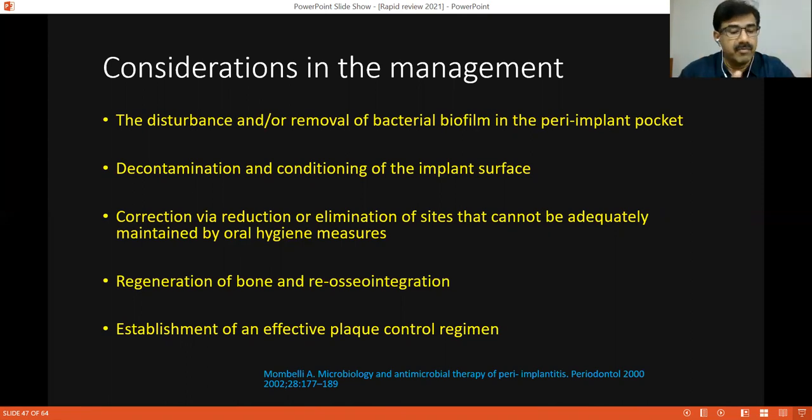The third one is if you have sites which have some deficiencies or peculiarity, such as attached gingiva not being there, you may have to augment the attached gingiva. Now, if in certain sites the bone defect is such that you cannot regenerate, that is not conducive for maintenance, then you will have to resect that area. So similar to a routine periodontal surgery, you do a regenerative or a resective type of surgery, depending on it. And then you advise the patient to maintain an effective plaque control regimen. So this is the blueprint for the management of periimplant disease.